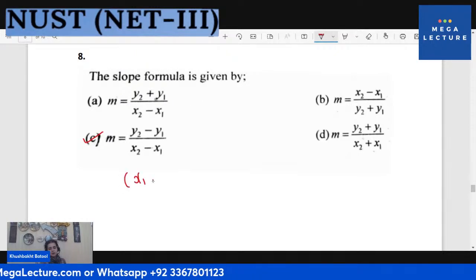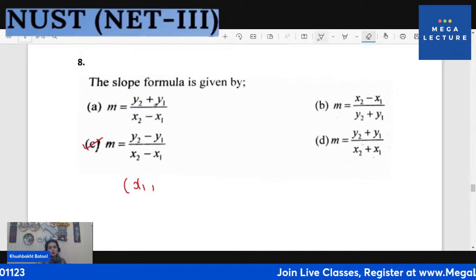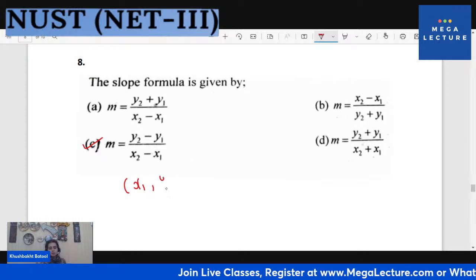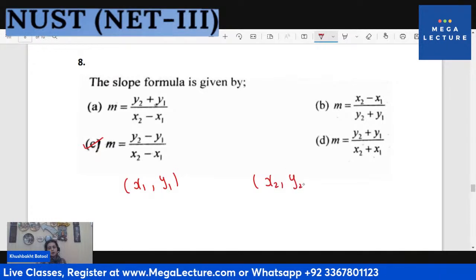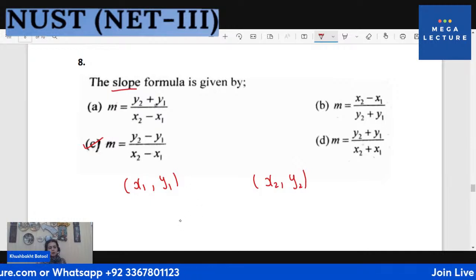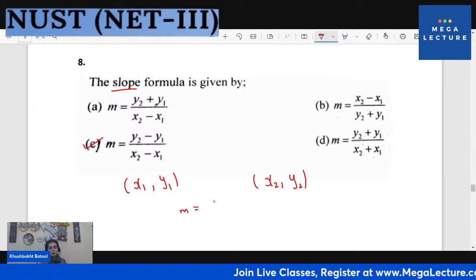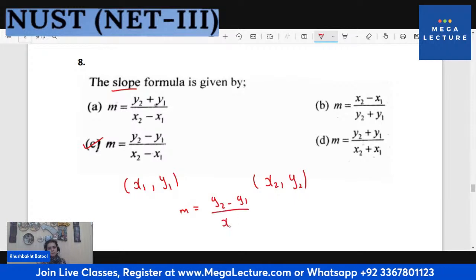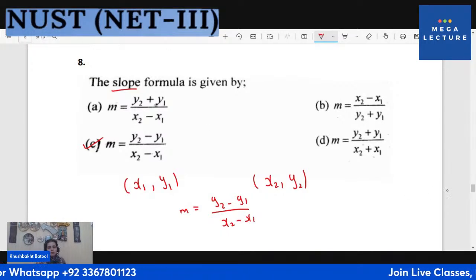For example, if x1 y1 is a point, this is what I was talking about. For some reason I'm always writing it as x2. x1 y1 is first point, x2 y2 is second point. If you are interested in finding out the slope, what are we going to do? m equals y2 minus y1 divided by x2 minus x1. That is why the answer is C. Okay, so we are clear about the formula now. Let's talk about the next question.